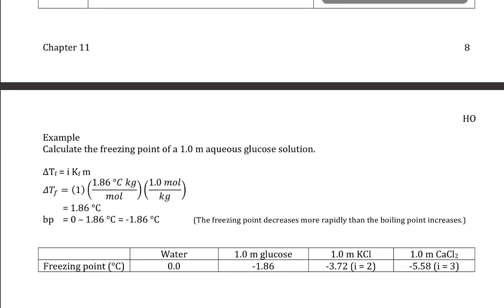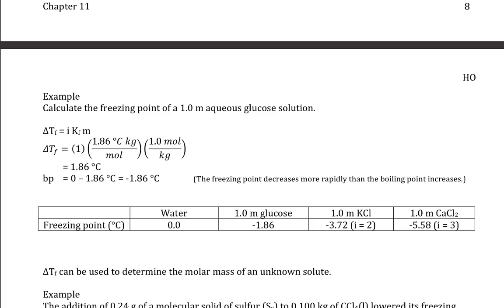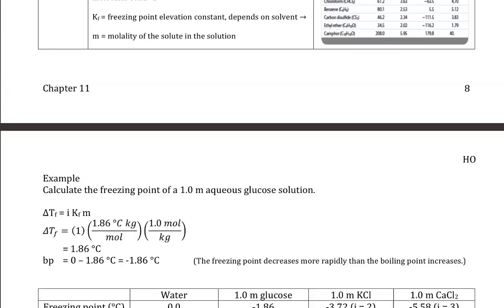Okay, here's an example. Calculate the freezing point of a 1.0 molal, of that same one we worked with before, 1.0 molal aqueous glucose solution. So we have that delta T sub F equation. We put I to be 1. Now in our table we find K sub F to be 1.86 degrees Celsius kilogram per mole. That's the value for water. We see it by looking at our table.